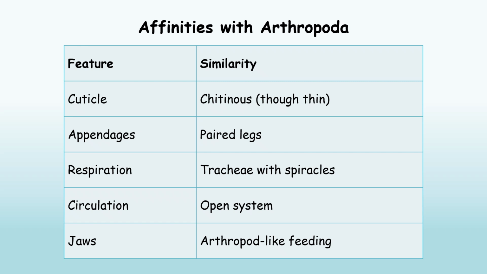And the last thing is the presence of jaws. Arthropods exhibit a very diverse range of mouth parts, like biting, sucking, and siphoning types. Exactly, even Peripatus, because of its carnivorous nature, has well developed jaws present. So that is one more similarity between phylum Arthropoda and Peripatus.